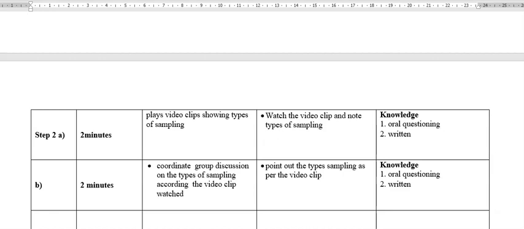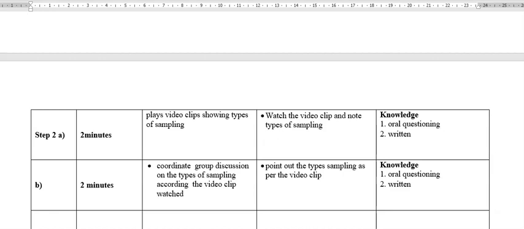Group 2. Tell us what you identified about the type of sampling. Yes, Becky. That's correct. They identified the non-probability type of sampling. What about it? Yes, Joyce?